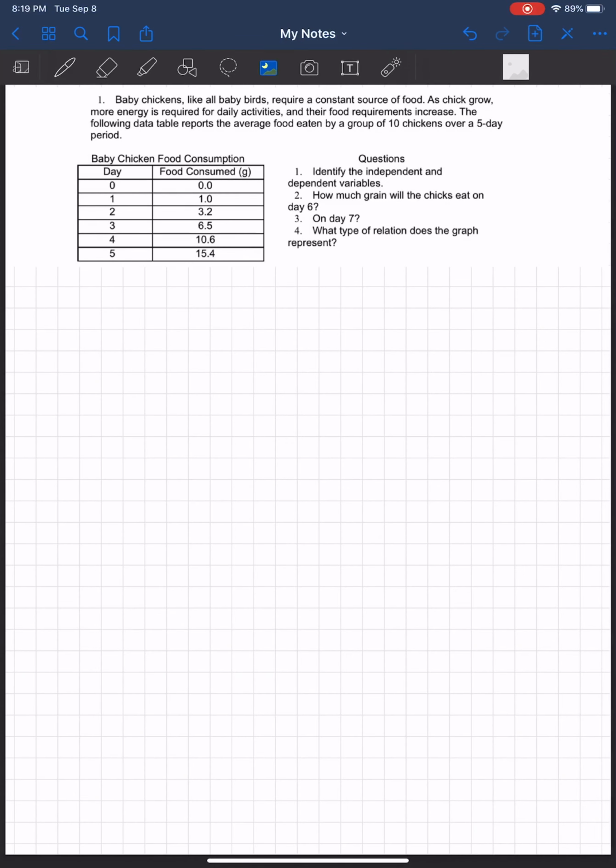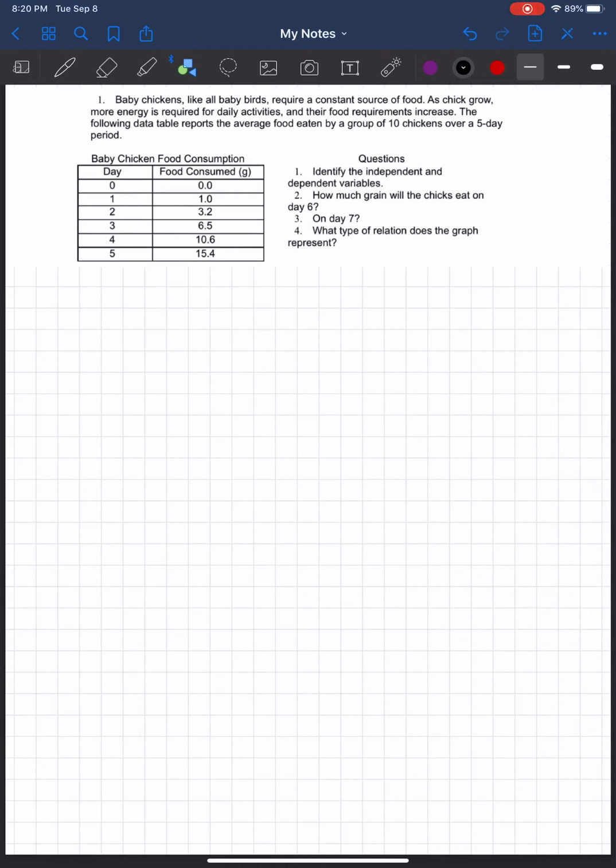Hi everyone, so let me go over this with you again, since I know people are kind of struggling with this assignment. So this is number 1. Here's a question. It says, baby chickens, like all baby birds, require a constant source of food. As the chicks grow, more energy is required for daily activities and their food requirements increase. The following data table reports the average food eaten by a group of 10 chickens over a 5-day period. So they're saying that as chickens grow, they eat more food, and this is their data, right?